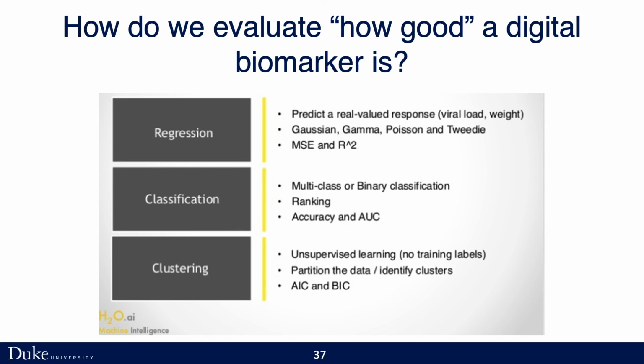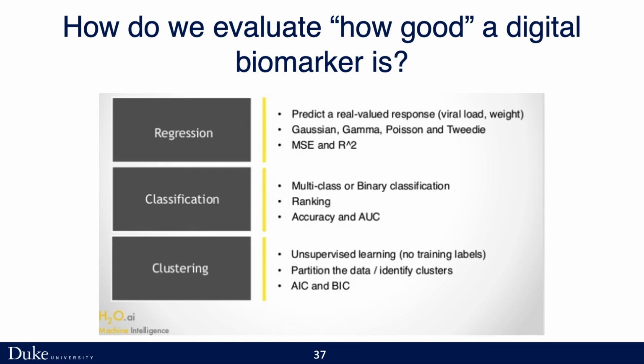So then the question may be that we want to evaluate how good a digital biomarker is. And so there's a couple of ways to think about this. One way we can think about this is in the classical sense of evaluating an algorithm. If we're looking at regression, typically we're looking at, for example, MSE or R squared. If we're looking at classification, we may be looking at accuracy, AUC, F1 score, and so on. And if we're looking at clustering, we may look at how much information we're able to explain through this clustering process, so maybe AIC and BIC.